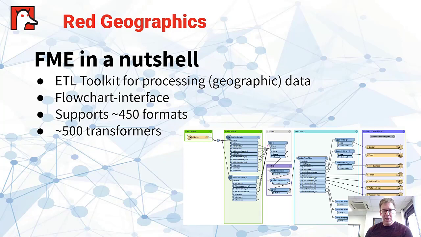So FME is an ETL toolkit. ETL stands for Extract, Transform, Load. So you take data out of something, you transform it, and then you load it back into something else. And it's mainly meant for geographic data, although in the past couple of years it's been going into the non-geographic data market as well. Basically any kind of data that's structured and in a supported format can be processed by FME. And considering it currently supports about 450 formats, you'd be very hard pressed to find a format, especially geographic, that isn't supported by FME yet.